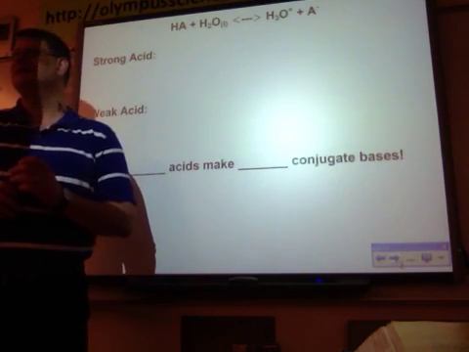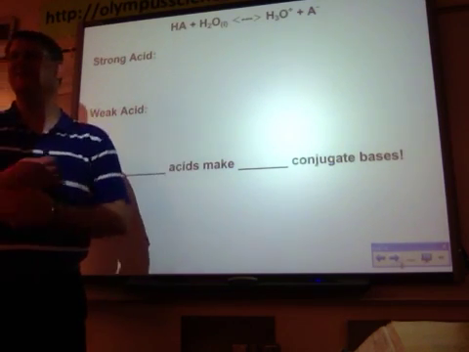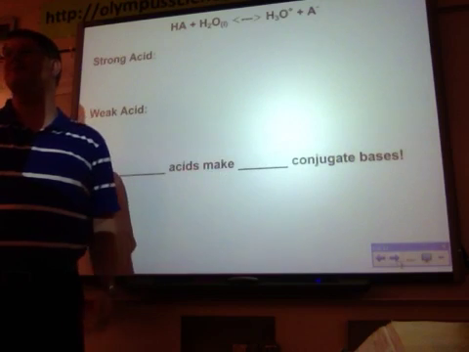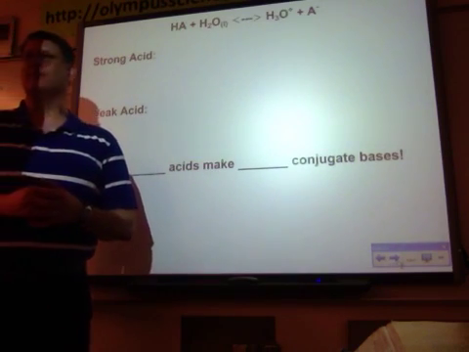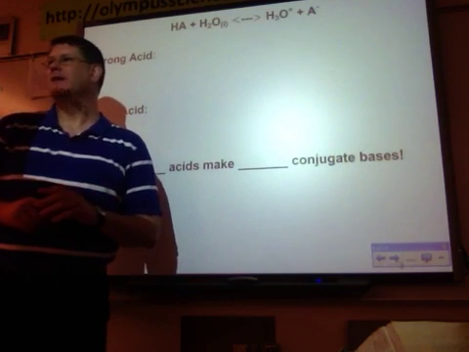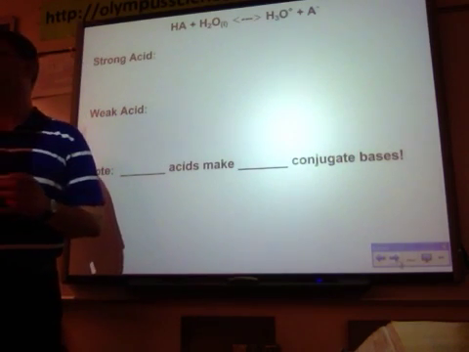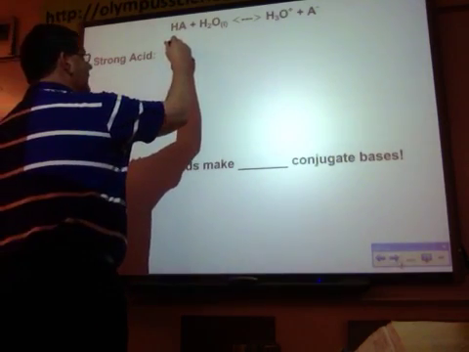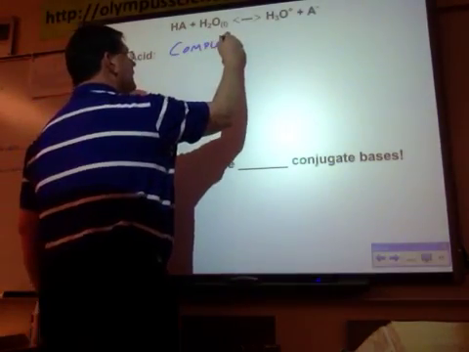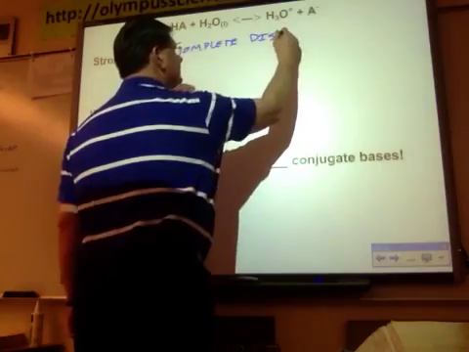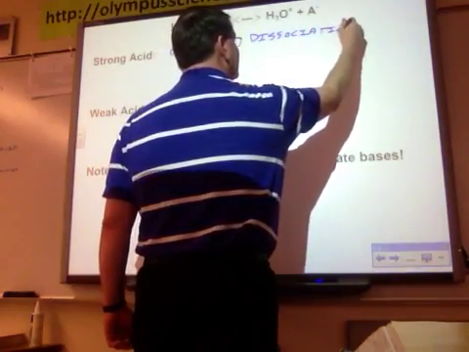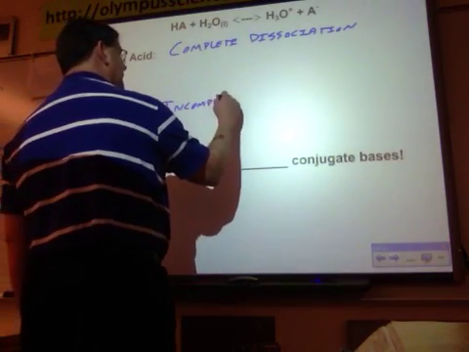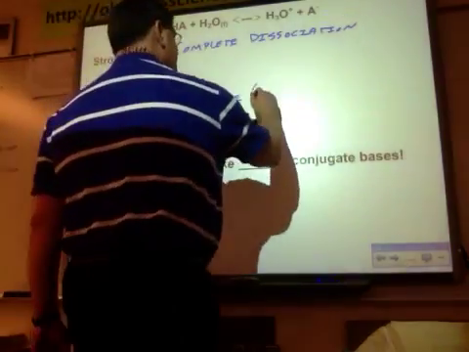A strong acid is one that dissociates effectively 100%. Of course, since it's a double-headed arrow, it's never exactly 100%. There's always some being back-formed, but for our purposes, we'll say it dissociates completely. What then is a weak acid? It's one that doesn't dissociate completely. Okay? So for a strong acid, we will say we have complete dissociation. And for a weak acid, we'll say we have incomplete, or we could even say minimal dissociation.